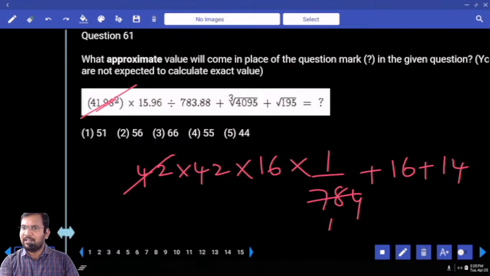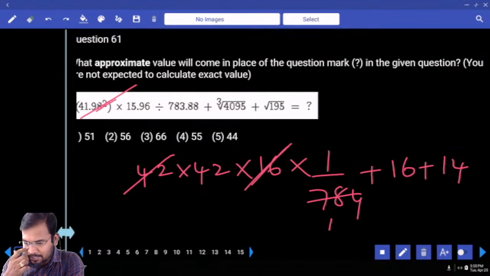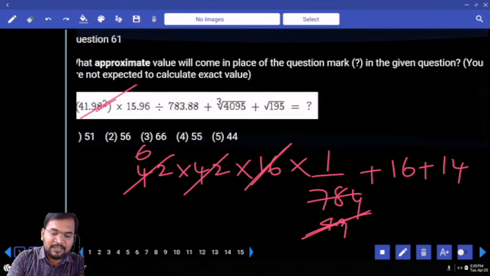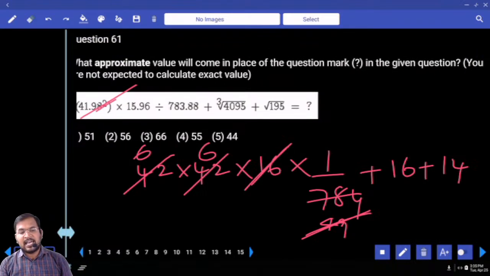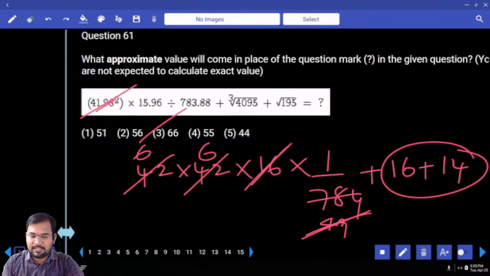See, the question is same only. If the 42 table doesn't go, then go with the 16. 16 how many times? 16 4s are 64, 16 9s are 49, 49 is 7. 7 6s are 36 plus 30. Your answer is 6. Are you clear? Next one.